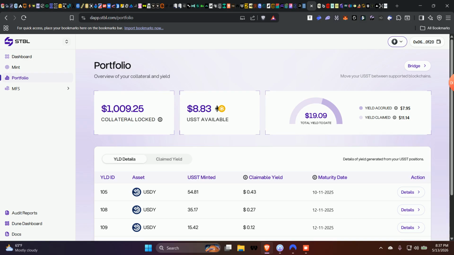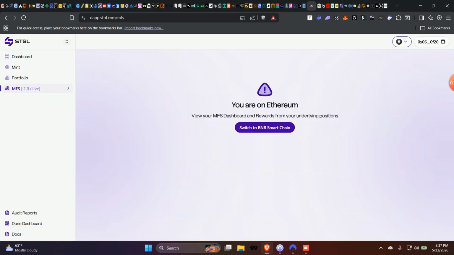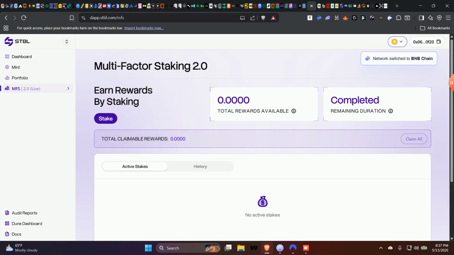All right. Now, before we go, there's more to this. If we go to MFS Live right here, which is 2.0, it says we are on Ethereum, so we're going to switch to the BNB or the Binance Smart Chain, ladies and gentlemen. And that's one thing I like about the Rabby wallet, because as soon as I click the button, the Rabby wallet that I'm using here automatically switched for me. Switch to that blockchain.